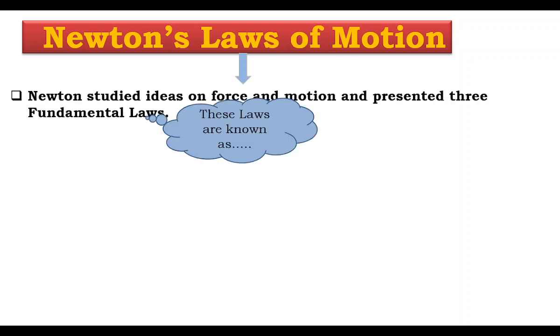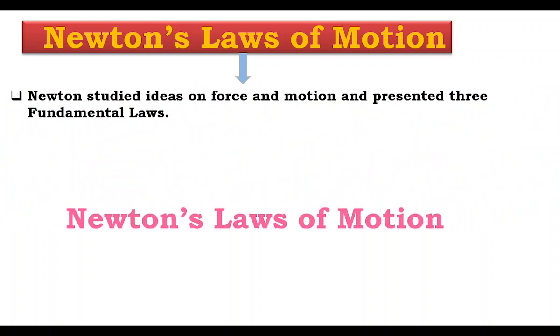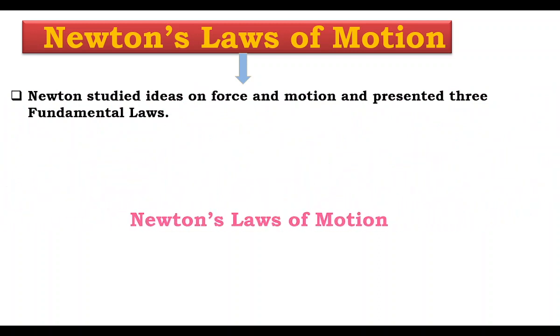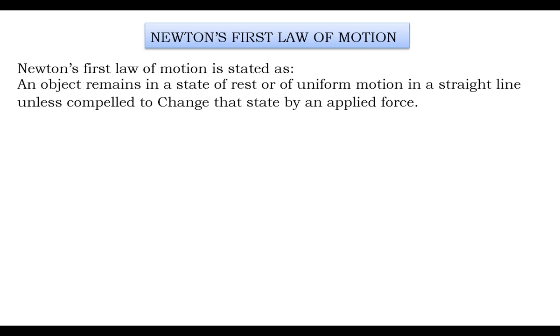Now, on behalf of this, there was a famous scientist, as I told you, who gave his law on force and motion and presented three fundamental laws, that is Newton's law of motion. So there are three laws. We are going to discuss it one by one. So first is the Newton's first law of motion. So Newton's first law states that when the object is at state of rest or in uniform motion in a straight line, unless compelled to change that state by an applied force. Until you apply force, the body will remain in motion or at rest.